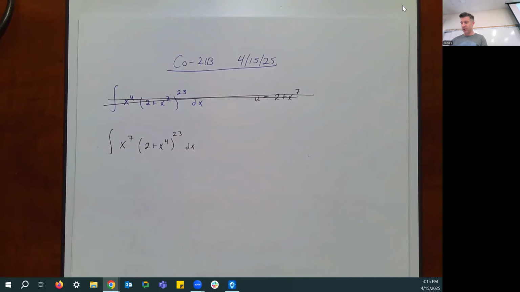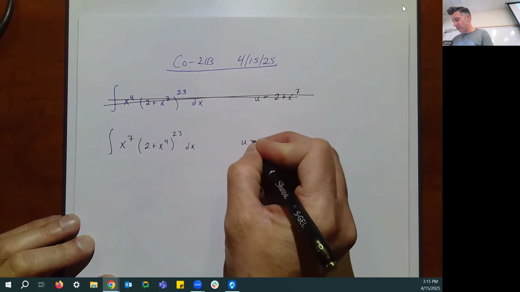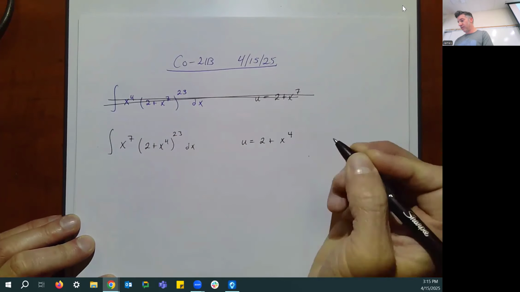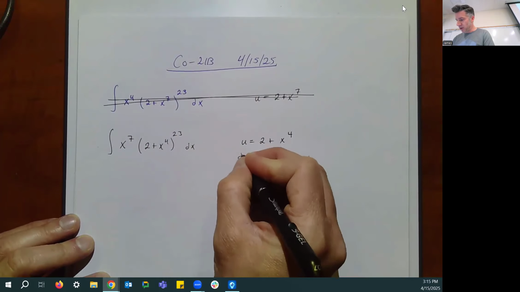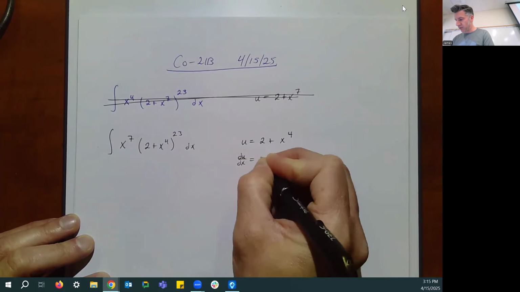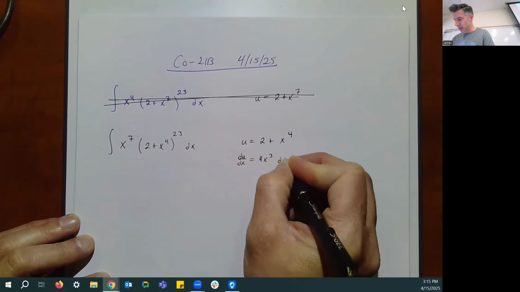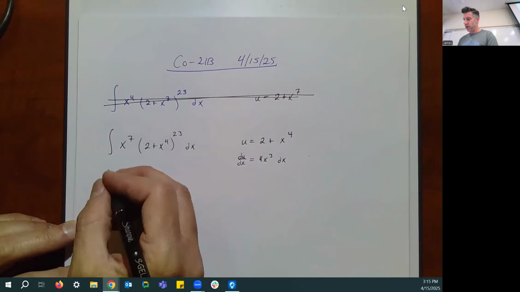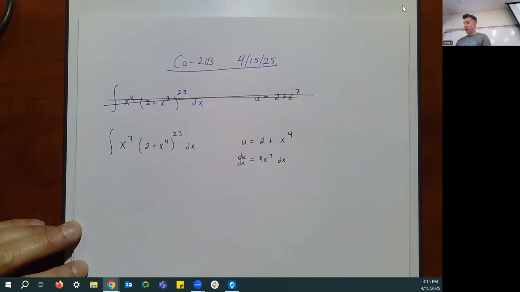Similar idea at hand here. We're thinking the only plausible choice for u is 2 plus x to the 4th. And if we take the derivative, our du/dx is equal to 4x cubed dx. We don't exactly have that, but we do have an x cubed in there. So what I would encourage you to do at this point is to rewrite the integral so we see the pieces we want to see.